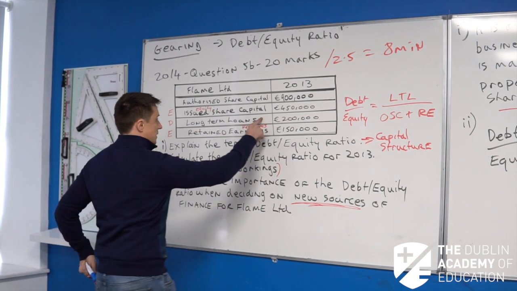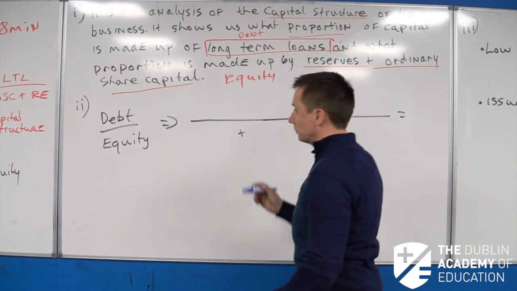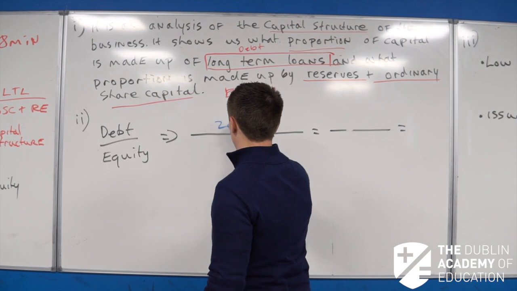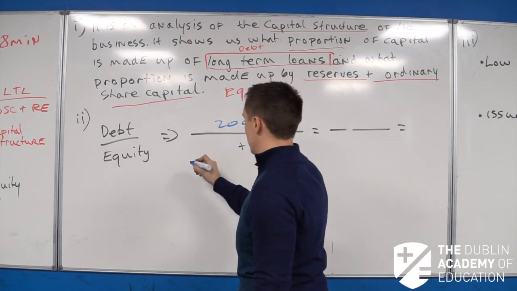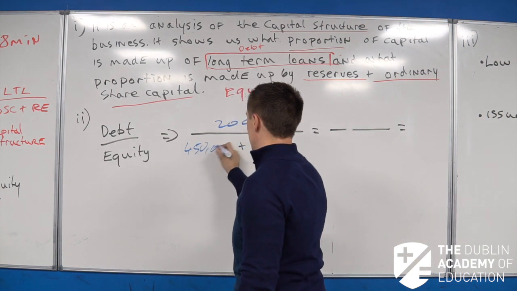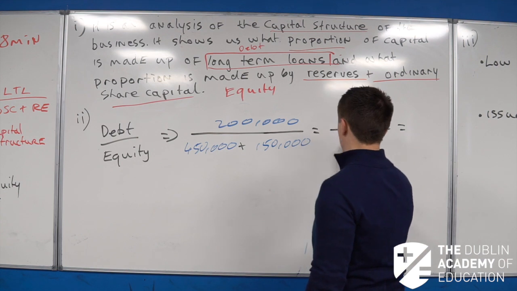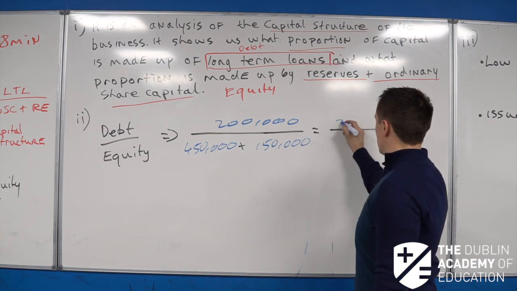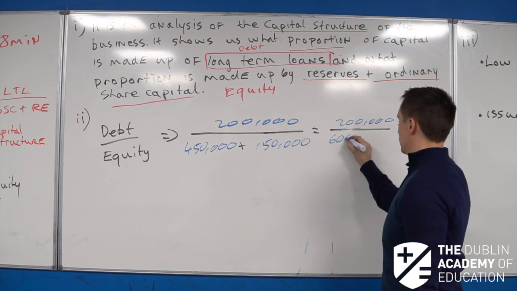Remember again, we've got our debt, and our 2 bits of equity. So if you follow me over here, we'll put up our debt. That's fine, that's 200 grand. And then we've got our first bit of equity, our issued share capital of 450,000, plus our retained earnings, 150,000. Okay, so now we've got 200,000. Add these up, gives me 600,000.